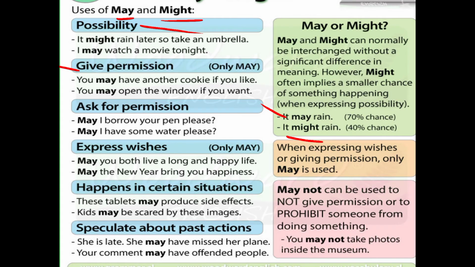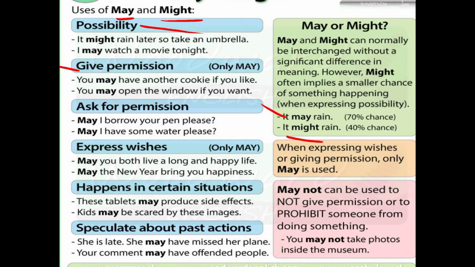And now if you take permission also, here you are also using this "may". So "might" is the past form of "may". So "might" is your past form. So if you get any condition of past, you have to use "might".